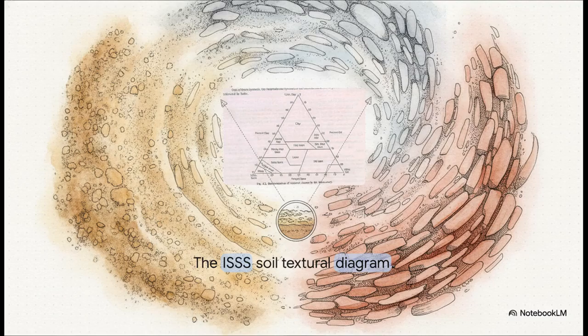To figure out the exact classification, soil scientists use this brilliant tool, the ISSS soil textural diagram. It's basically a giant triangle, where each side represents the percentage of one of our separates, sand, silt, or clay. Once you have your exact lab numbers, you just trace the lines inward from each side. Where those 3 lines cross inside the triangle, that is your highly specific textural class. It might be a sandy clay loam, a silt loam, or straight clay. It's just a perfectly structured visual map of a soil's physical identity.